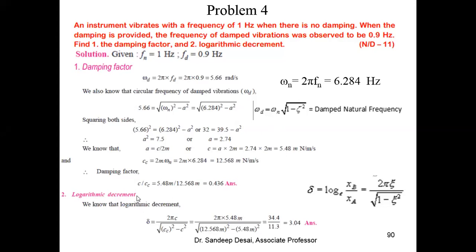And once zeta is known, you can calculate C because you can calculate CC. Calculate zeta from this expression. Calculate CC from this expression. No, M is not given. M is not given. So what you need to do? Zeta you can calculate. Zeta is equal to C upon CC. Calculate that and let me know. So what is the value of zeta?